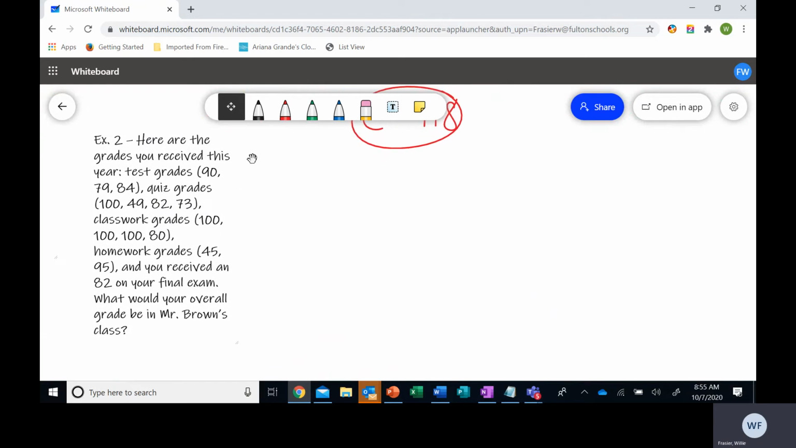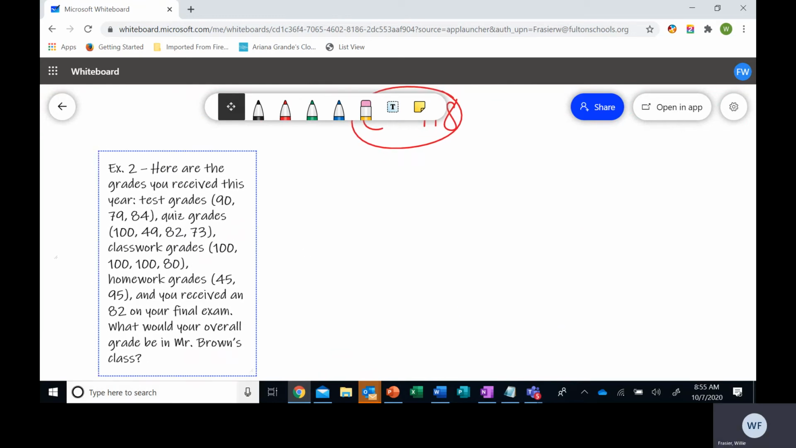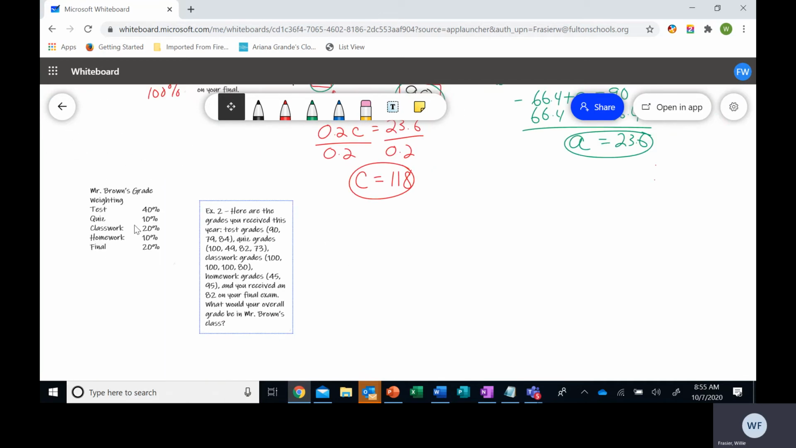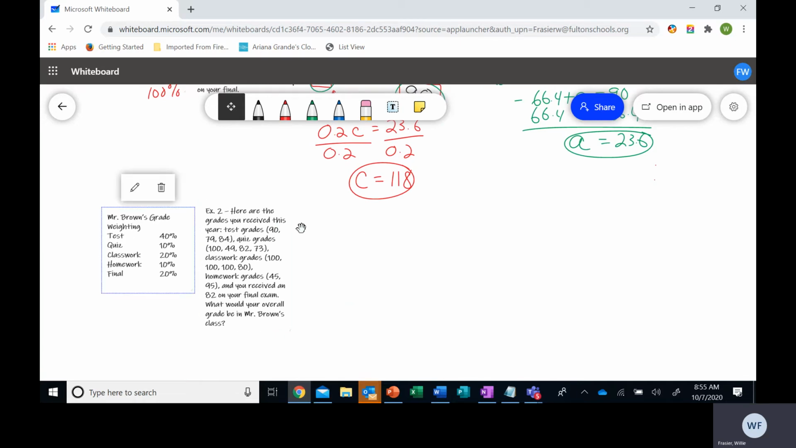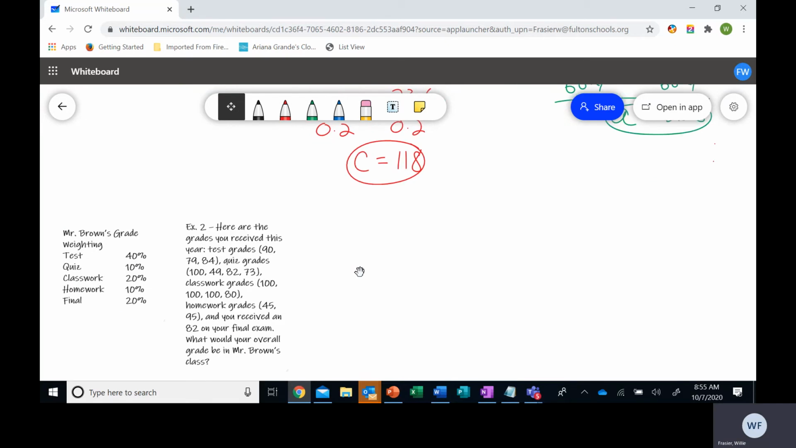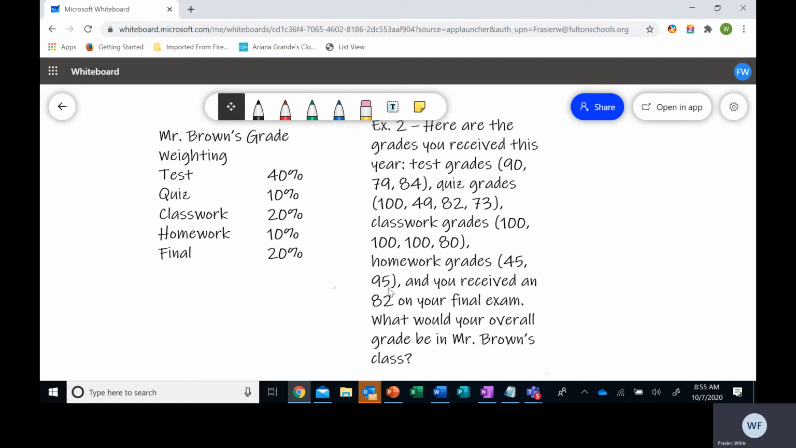The next example we've got here is the grades you received. So basically, let me zoom out so I can see what I'm doing. So we've got Mr. Brown's grade. Okay, let's look at that next. Mr. Brown's grade, his weights are based on this, right? This is his weights right here for his class.